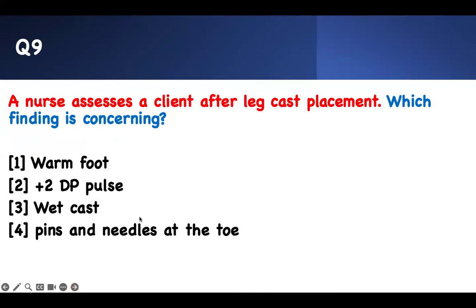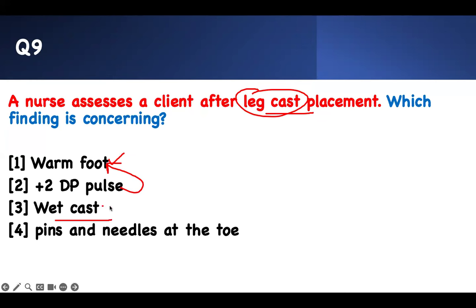And then assess a client after leg cast placement, which finding is concerning. I like the brevity of questions, very short, right? Why? Because it's well taught and it deals with content. All I want to ask you, what do you know when you catch somebody? The foot is warm. Hallelujah. I like you. Plus 2 DP, test-taking strategy. It's the same thing as your foot is warm.